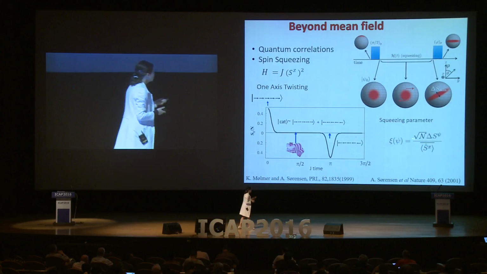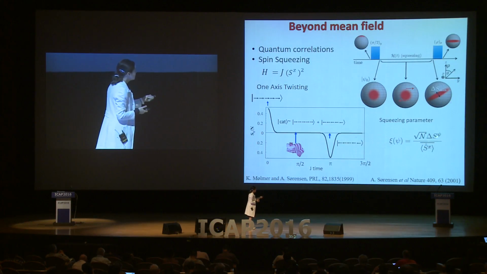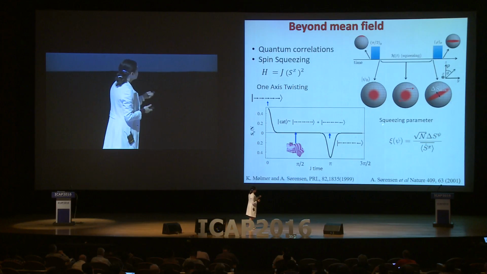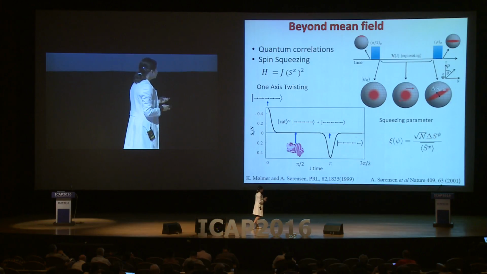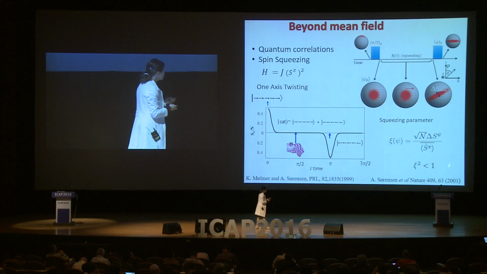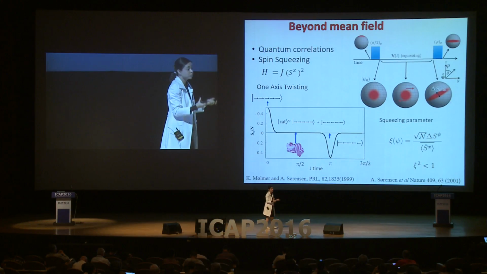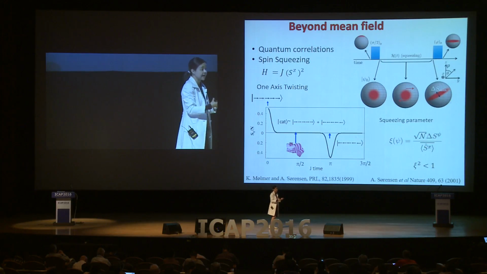and this reduction of the noise can be thought of as spin squeezing. There is a way to measure that in terms of the variance divided by the length of the Bloch vector. This is the spin squeezing parameter that we will try to measure, and when it's smaller than 1 it is a signature of squeezing, a signature or a witness of entanglement.